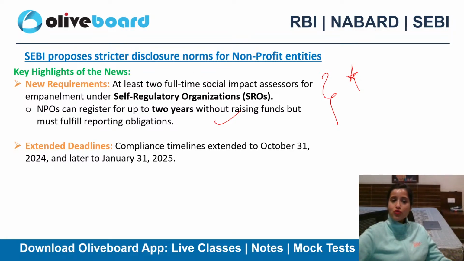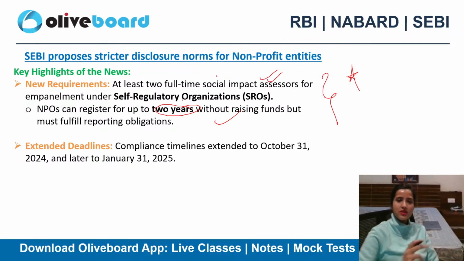That you need to have 2 full-time social impact assessors who are going to assess the social impact of the NPOs, whatever they have raised, are they using it properly or not? Right? And the second one is that NPOs can register for up to 2 years without raising. So they have a 2-year window, like I explained in the previous slide. And they have extended the deadlines till January 31st, 2025. I hope it's clear.